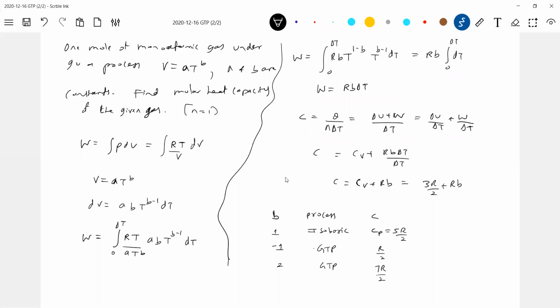Okay, fine. So the value of B can be anything. Now I will do one thing. Let me take B equal to minus 3 by 2. Very interesting thing you're going to see now.